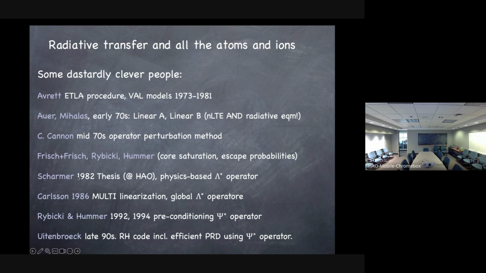And then Scharmer in '82 wrote a 12-page paper, which was his PhD thesis, on this physics-based lambda star operator, as I mentioned. And then that was implemented in a multi-level code by Carlsson with his thesis. Later on, came a slightly different version, in fact with a rather different way of writing the statistical equilibrium equations. And then this was put into the RH code by Uitenbroek in 1990, Rybicki and Hummer, and that's where RH comes from, their names.